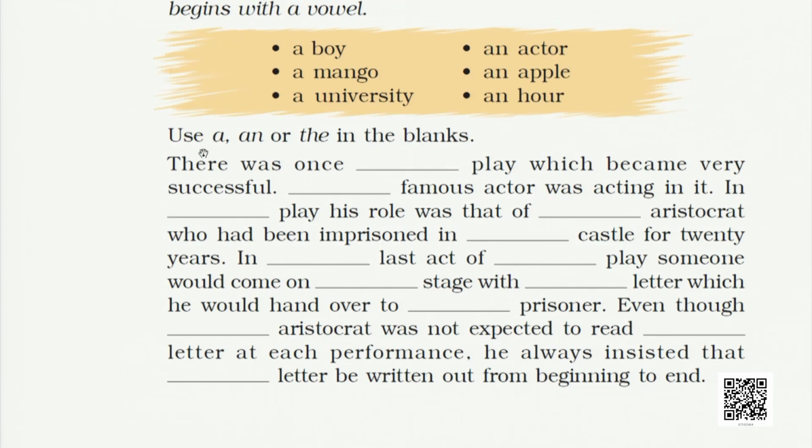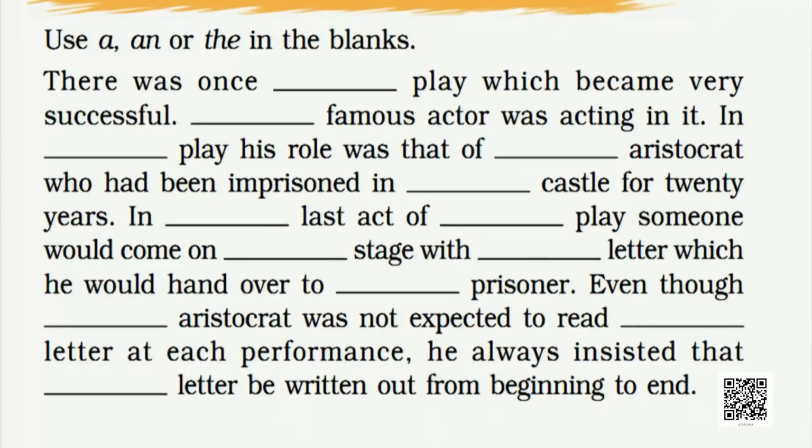Okay, let's look at the exercise that is there. So now students, that we have seen the rules of how to use articles, let's do this exercise. Use a, an or the in the blanks. You should remember that a and an are indefinite and the is a definite article. A and an are used when we don't know what we are talking about, and it might be being introduced for the first time. The is used when we know about it, it may be introduced earlier.